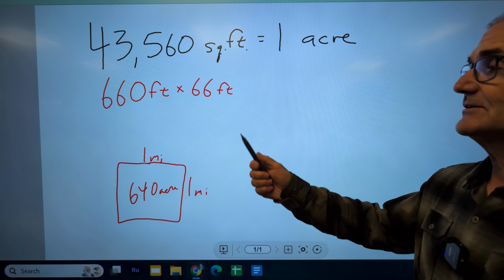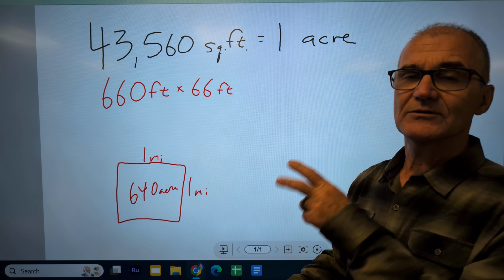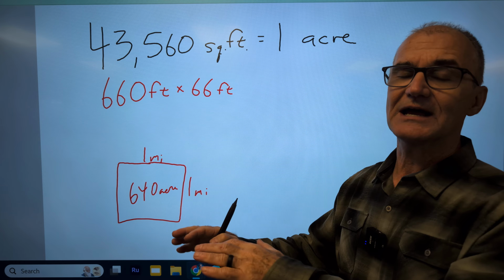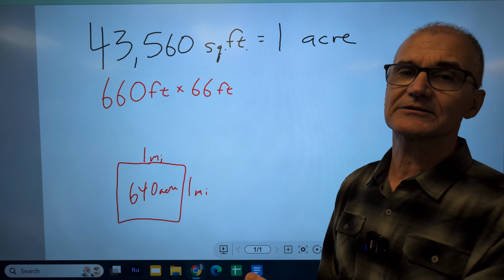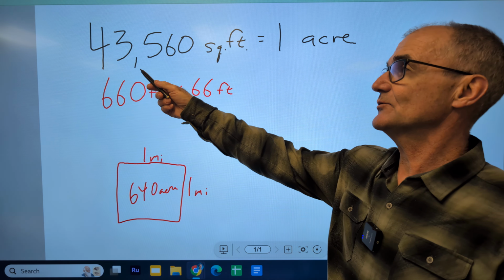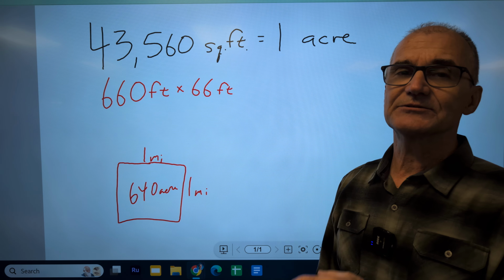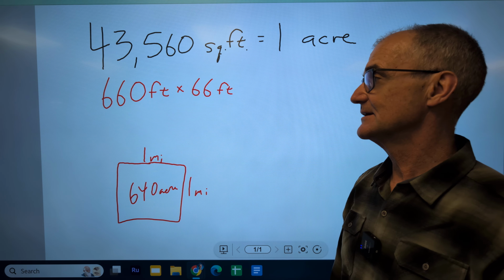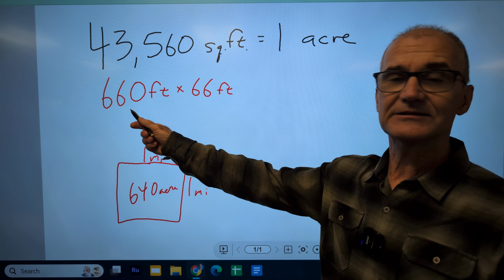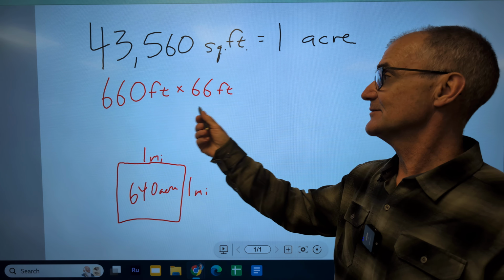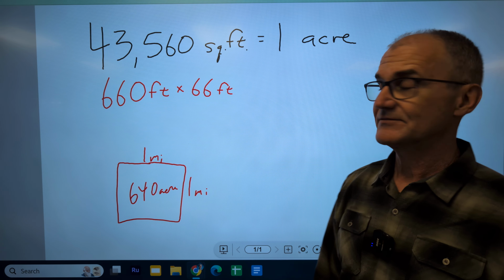An acre is usually what it takes 1 man and 2 oxen to plow in a day. So that's originally where an acre comes from. An acre is 43,560 square feet. A lot of times you break that down into 660 feet by 66 feet.